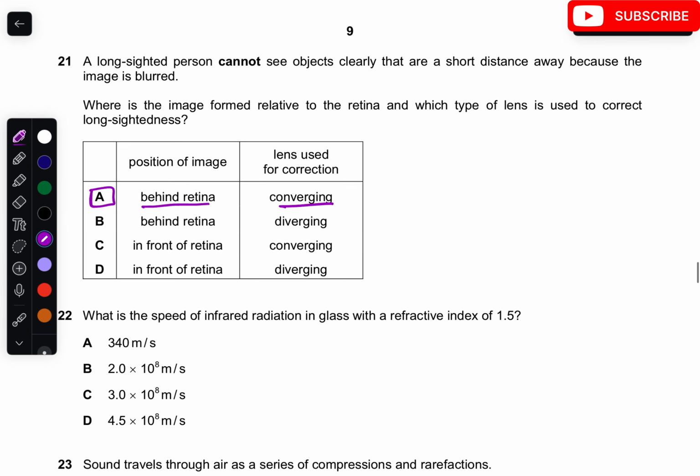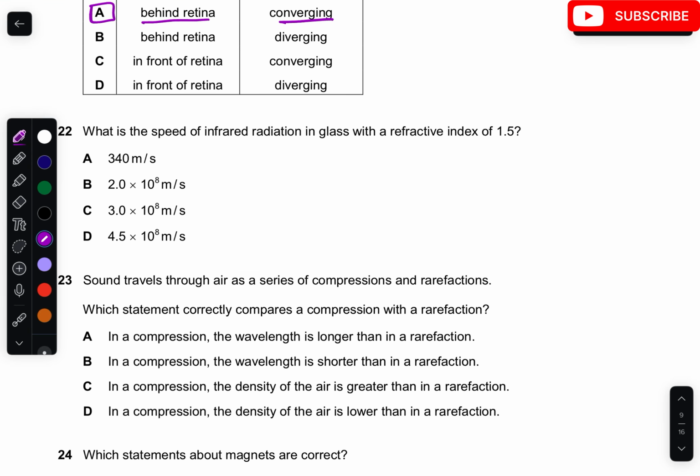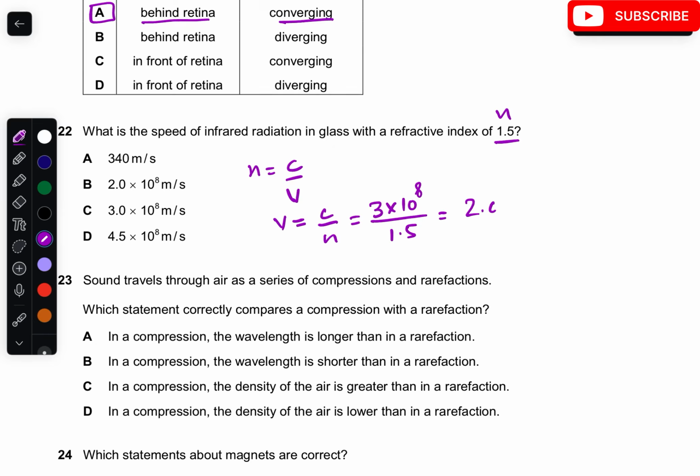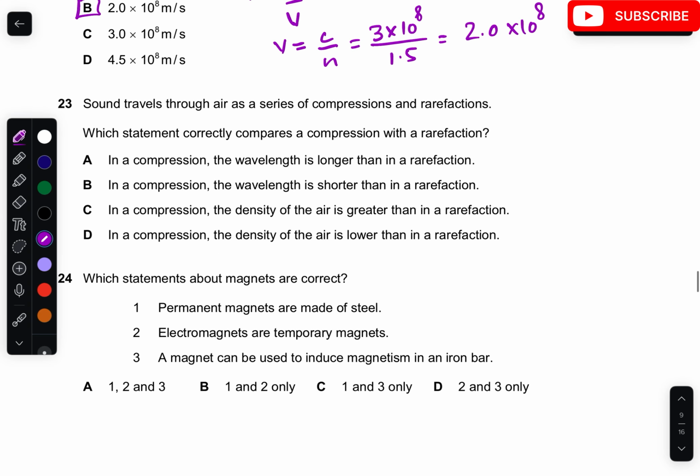In question 22, what is the speed of the IR radiation in glass with a refractive index of 1.5? So you have n. The relation is n equals c by v. If we have to find v, it will be c by n. C is the speed of light in vacuum divided by n, which is 1.5. This will give you 2.0 × 10 raised to power 8. It's option B that is correct.